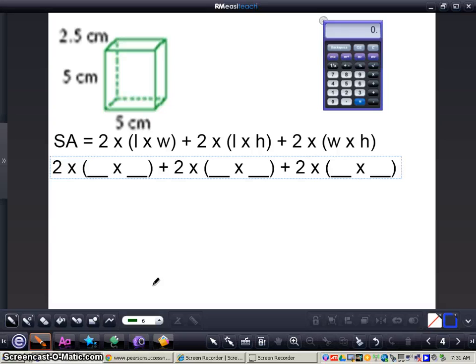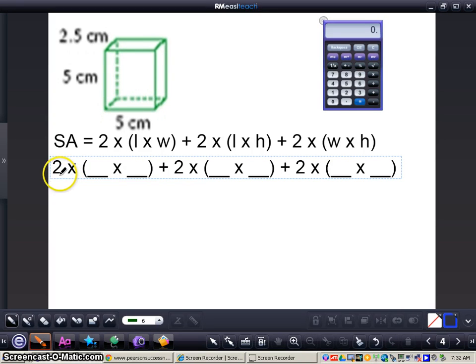The formula for surface area is 2 times the length times the width plus 2 times the length times the height plus 2 times the width times the height. So let's make sure we're writing this down in our math journal so we can have it as we're working through some more of these problems today. So I'll give you time to write this down, and then we'll start plugging in our numbers.